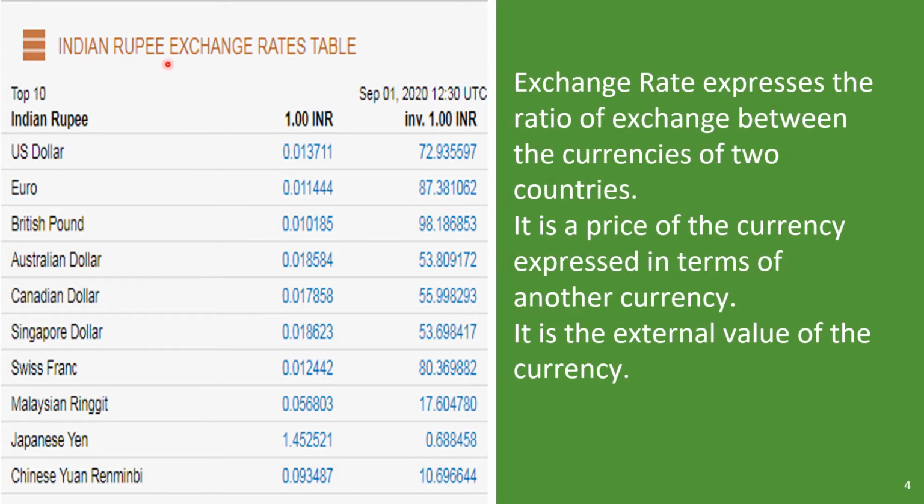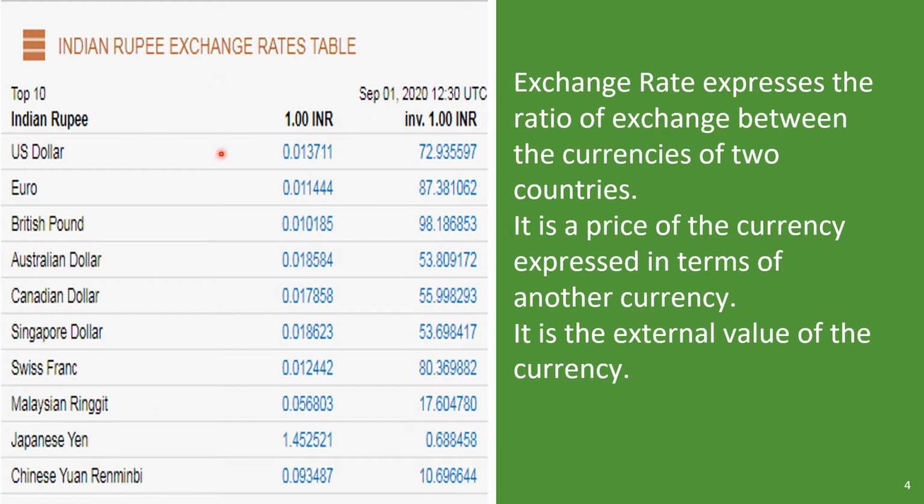I want you to take a look at this table here. You have the Indian rupee exchange rates. You have various currencies of the world, like the US dollar, which is the currency of the USA, the euro, which is the currency of the European Union, the British pound, which is the currency of UK or Great Britain, the Australian dollar, the Canadian dollar, Singapore dollar, and so on. What we have in the last column here is the value of 1 unit of each of these currencies in terms of the Indian rupee.